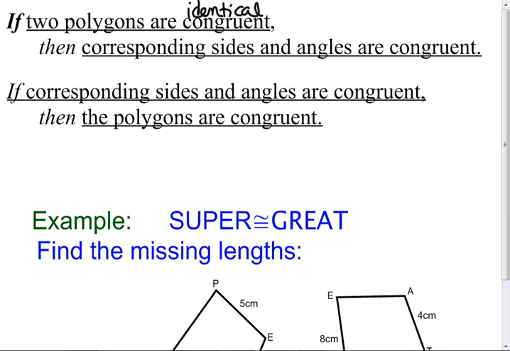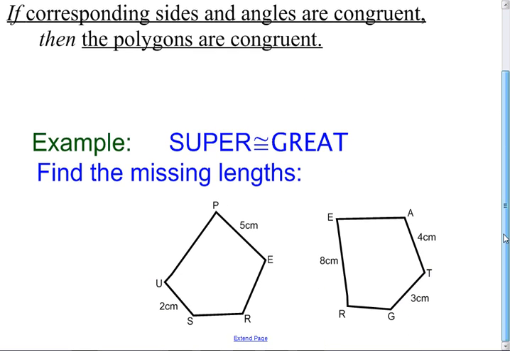If I know that I have two polygons and I know all the corresponding angles are congruent and all the corresponding sides are congruent, then the polygons are the same polygon. They're congruent. Now, by corresponding, we have to get that figured out. I want to make sure you understand that. So let's look at this example.